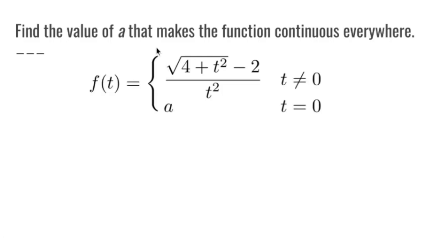Find the value of a that makes the function continuous everywhere. So we have ourselves a piecewise function. That's a mess, but it's over t squared. It tells you that t can't be 0. Well, it makes sense because if you were to throw in 0 for this, you would get 0 squared on the bottom, which is 0, which means you get an undefined function, which is impossible.